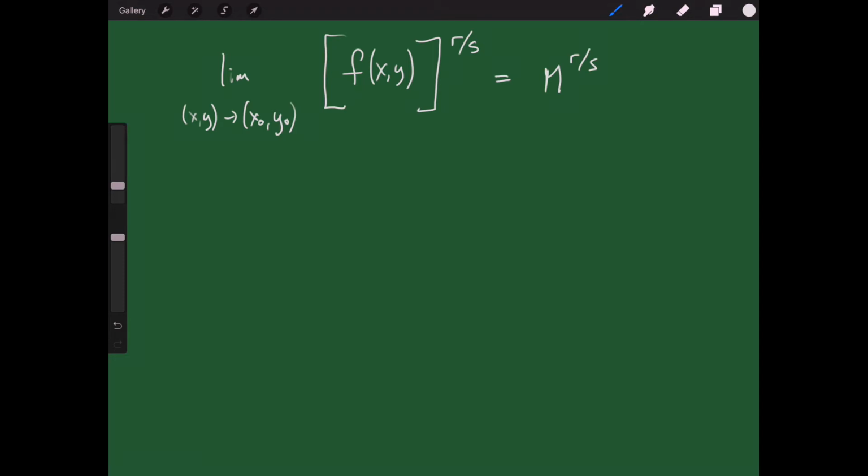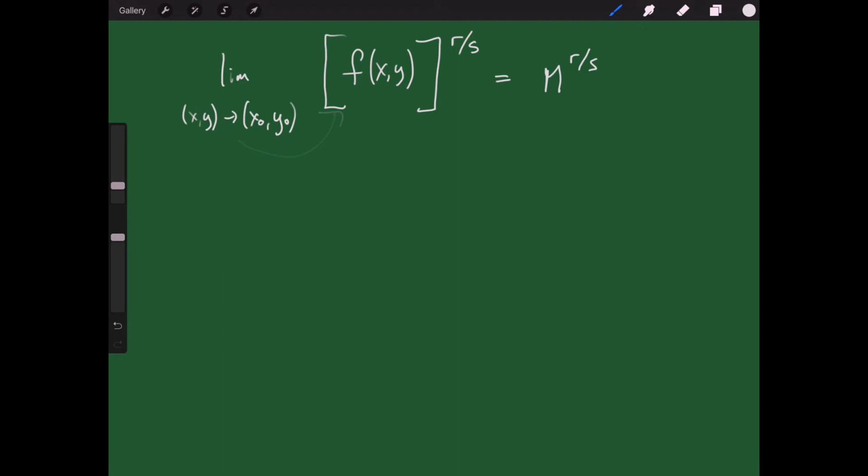We get that the limit as (x,y) approaches (x0, y0) of f(x,y) raised to some power, let's say the r over s power, is just going to be M raised to the r over s power. So any fractional power that I raise that thing to, the limit can just move inside the power, and I can take the limit first and then raise it to the power.